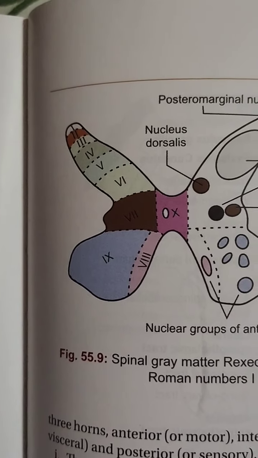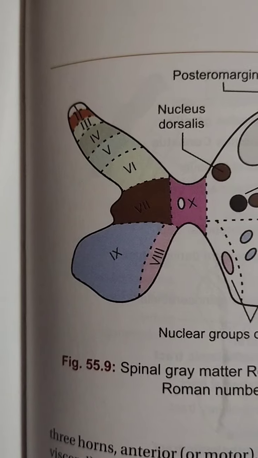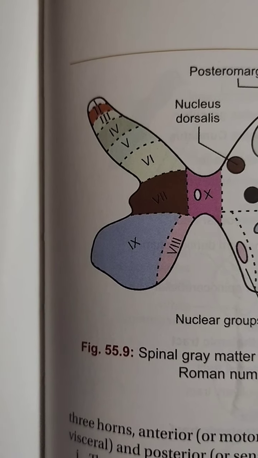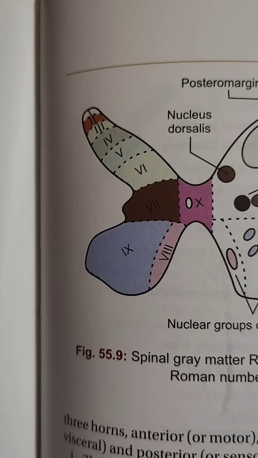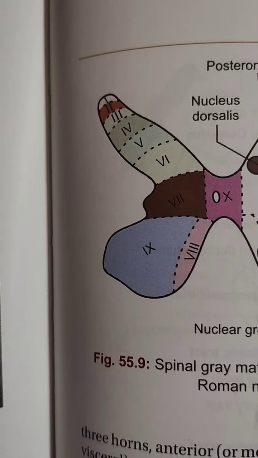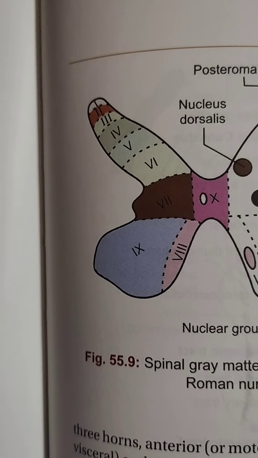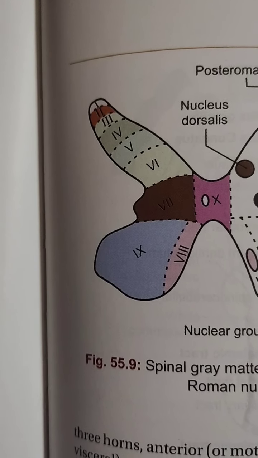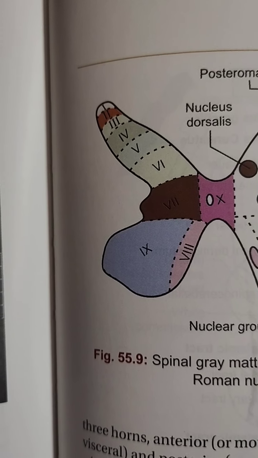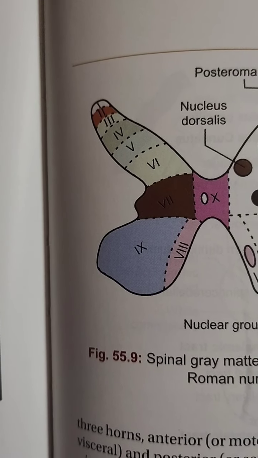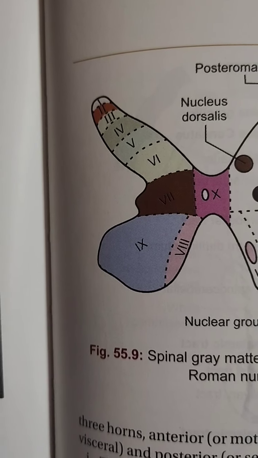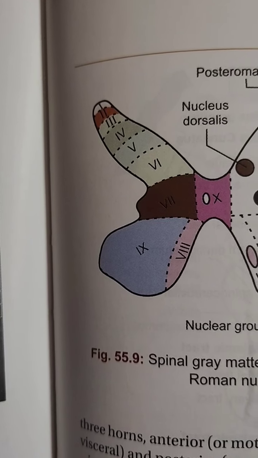And coming to the Rexed pattern, the laminae of the Rexed is divisible into 10 columns, which are indicated by Roman numerals. This is sometimes asked for you for 5 marks, to draw a neat labelled diagram with Rexed pattern. So lamina 1 starts from the sensory column. Lamina 1 is at the tip of the posterior horn, that is at the apex. Lamina 2 corresponds to the substantia gelatinosa. Lamina 3, 4, 5 and 6 correspond to the nucleus proprius.